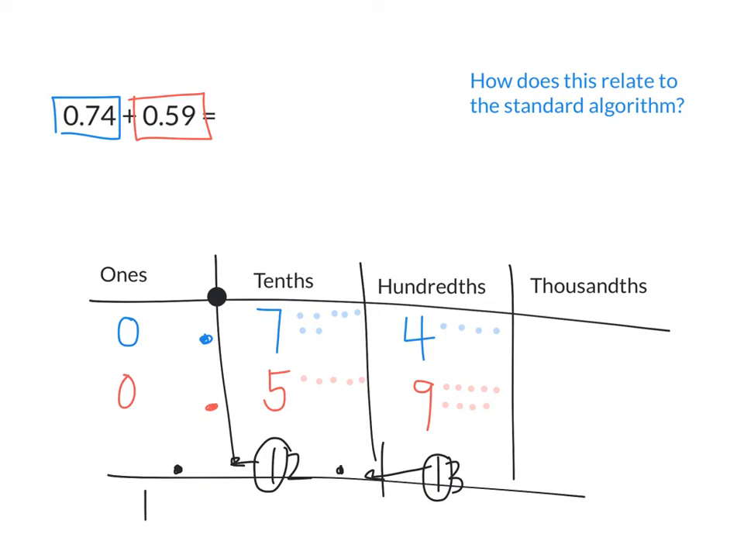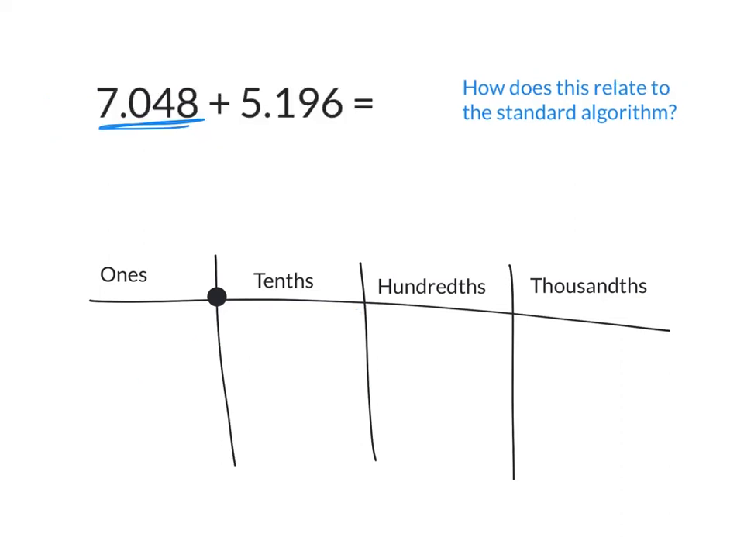So how many is that? 3. Okay. And how many hundredths dots do I have? 3. So the answer is 1.33.